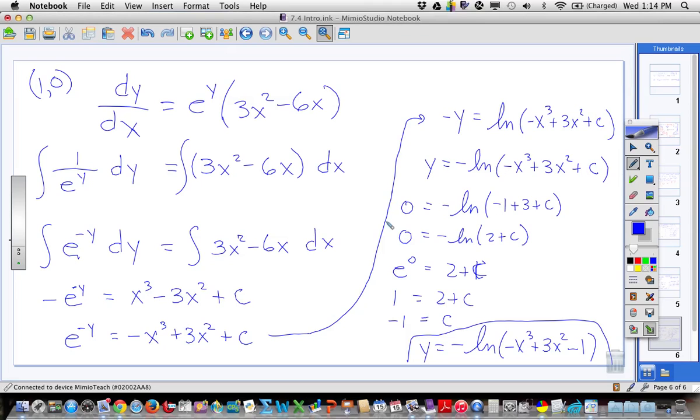You can't just wait till the very end and stick on a plus c. You can't wait to the very end, get y equals, and stick on a plus c. Just like the ones we saw earlier, the plus c was up in the power. Here, the plus c ends up being inside the natural log. So you have to do it right here when you do your antiderivative.